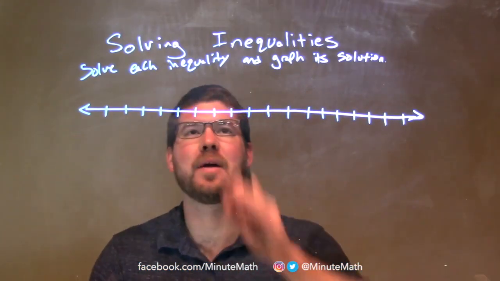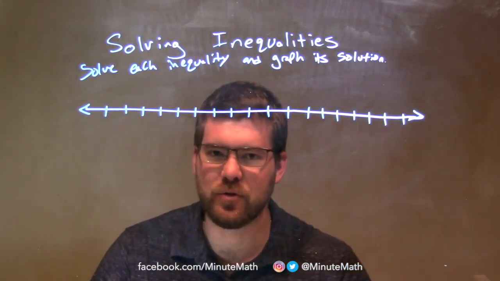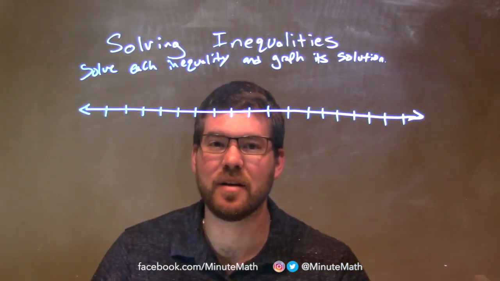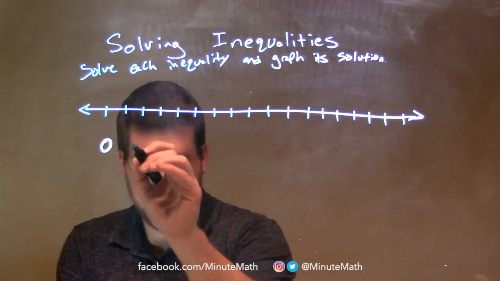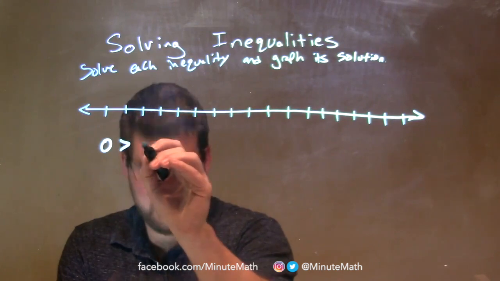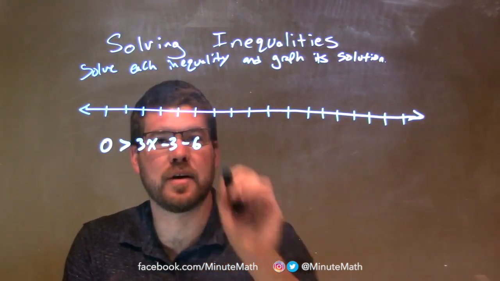And today we're going to learn about solving inequalities. We're going to solve each inequality, graph, and solution. So, if I was given this inequality, 0 is greater than 3x minus 3 minus 6.